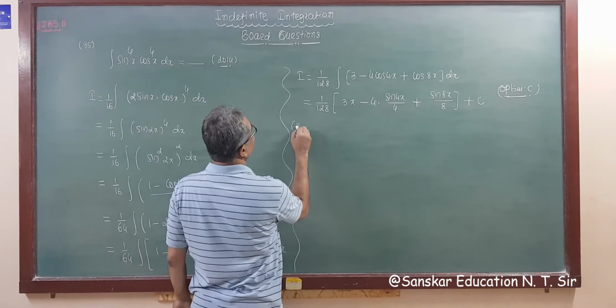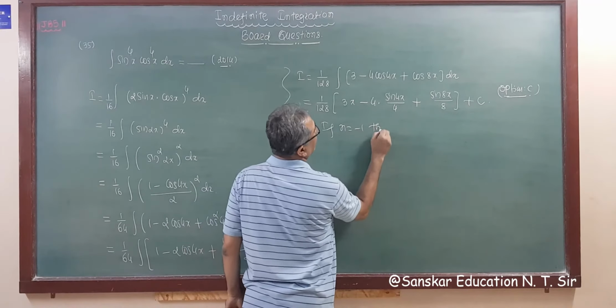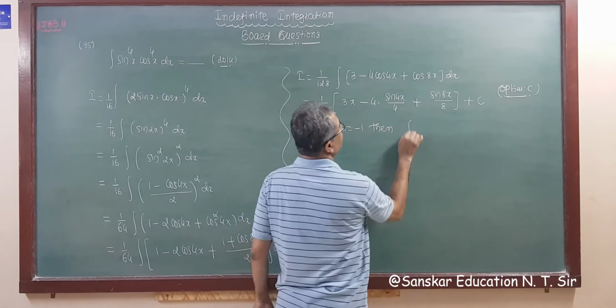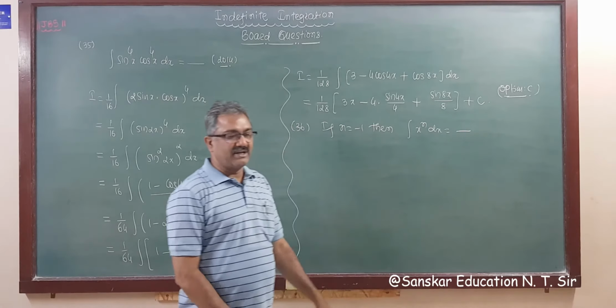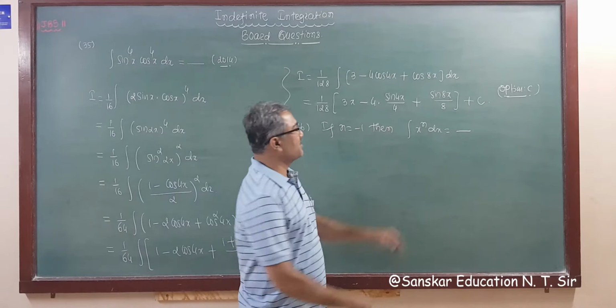Then question number 36, it is given: if n is not equal to minus 1, then the integration of x raised to n dx is equal to blank, where x belongs to R minus 0. So n is minus 1, so what do we get?